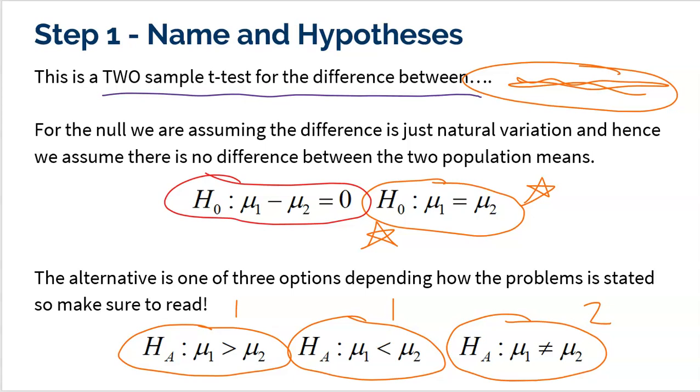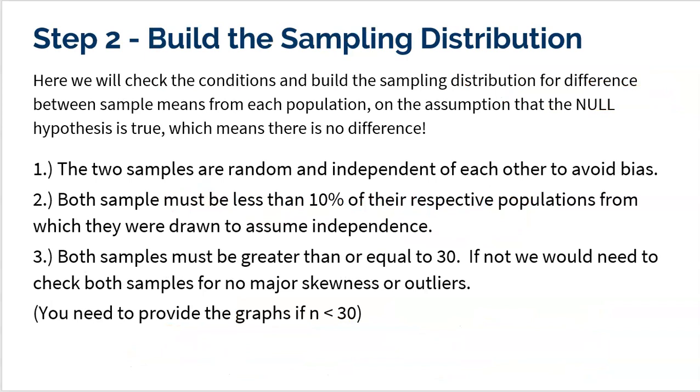Now remember, the only thing you have to do different when your alternative is not equal to is just multiply your p-value at the very end by 2. All right, step 2 is to build the sampling distribution.